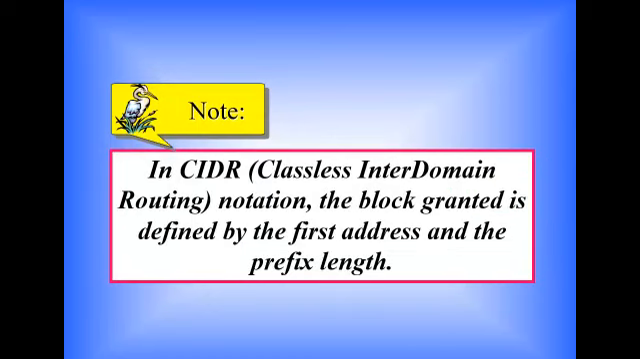So in this classless inter-domain routing notation, the block is defined by the first address and the prefix length. Always remember, the first address and the prefix length will be given to you when you go to the internet authorities for allotting addresses for your organization. So this is the overall CIDR notation concept which we have seen in two different lectures.